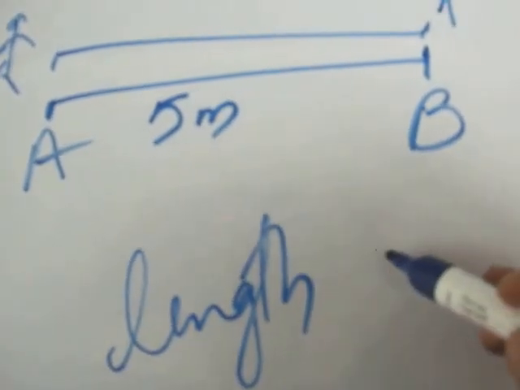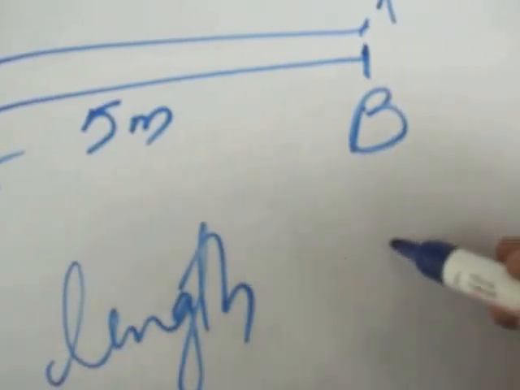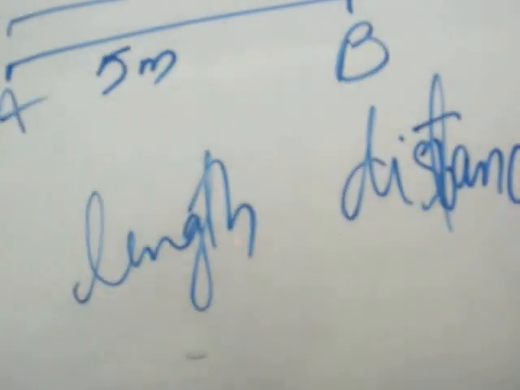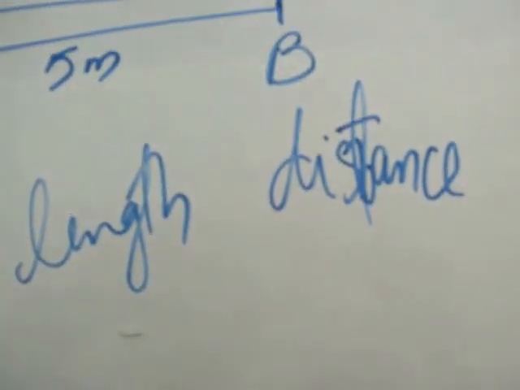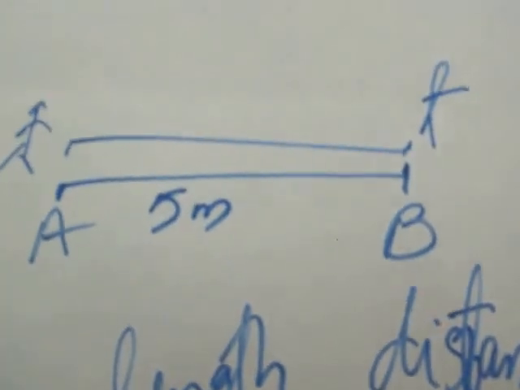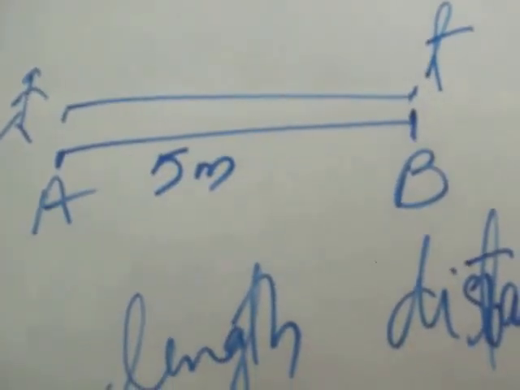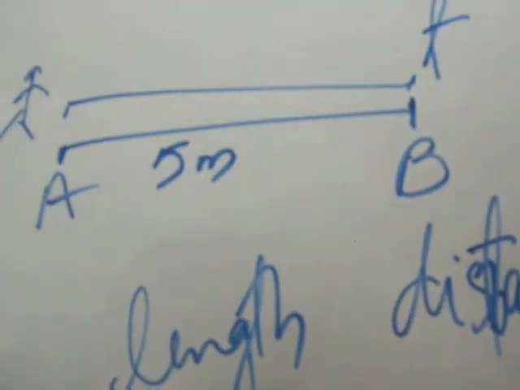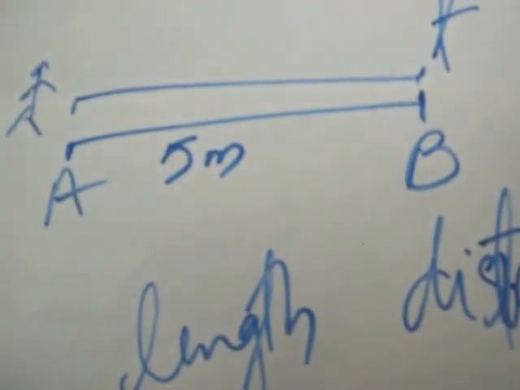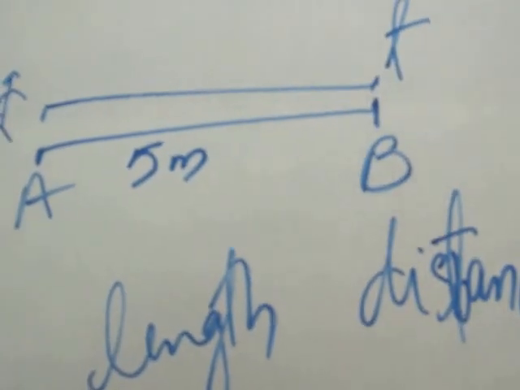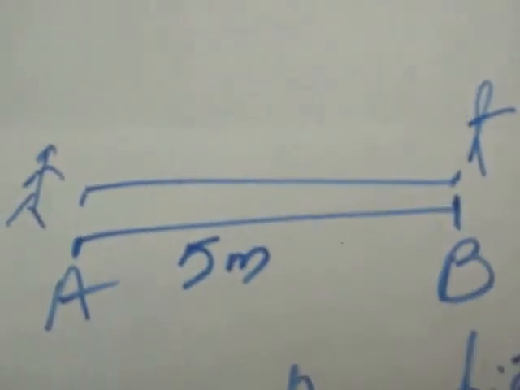Generally, we don't say there's a difference between length and distance. Every distance is a length, but every length is not a distance. The way we really say is, if we don't travel, we don't call it distance. It's only a length. There's a very slight difference, but now we are talking about distance only.